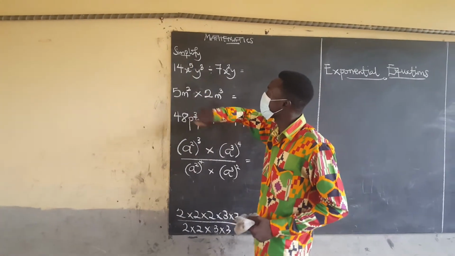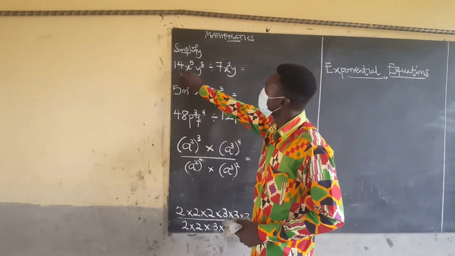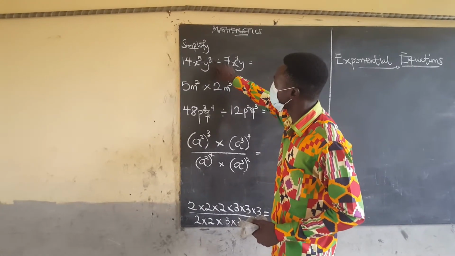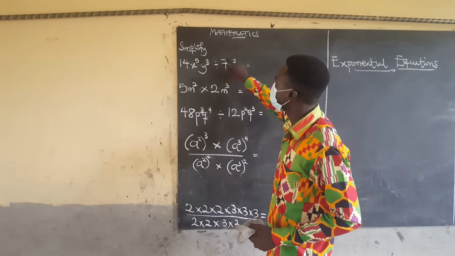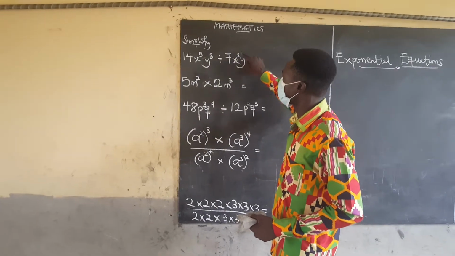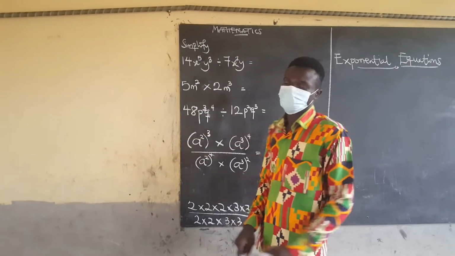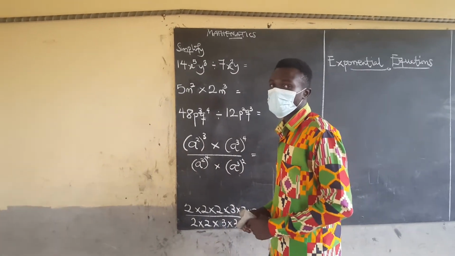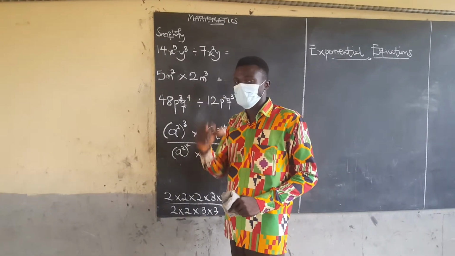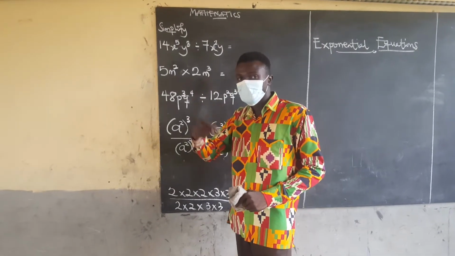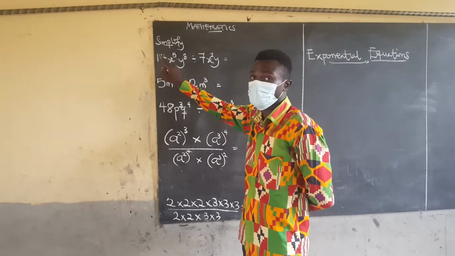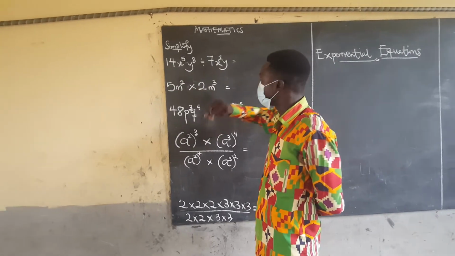So simplify, the first one says that 14x raised to the power 5, y raised to the power 3 divided by 7x raised to the power 2, y. How can I simplify this? First of all, look at the numbers and ask yourself, are the numbers in powers? No. 14 is a number, not in powers. 7 is also not in powers.